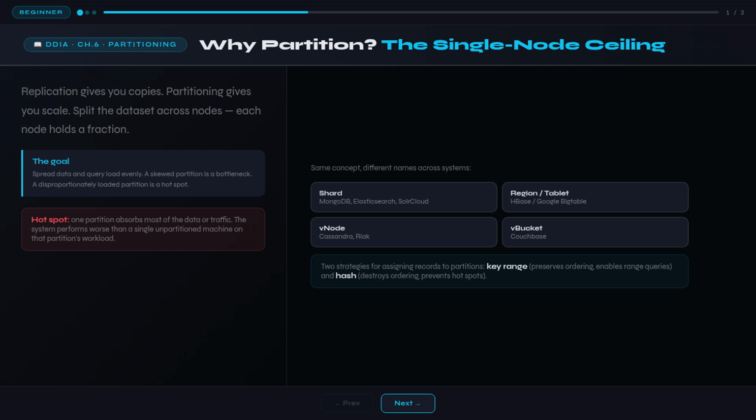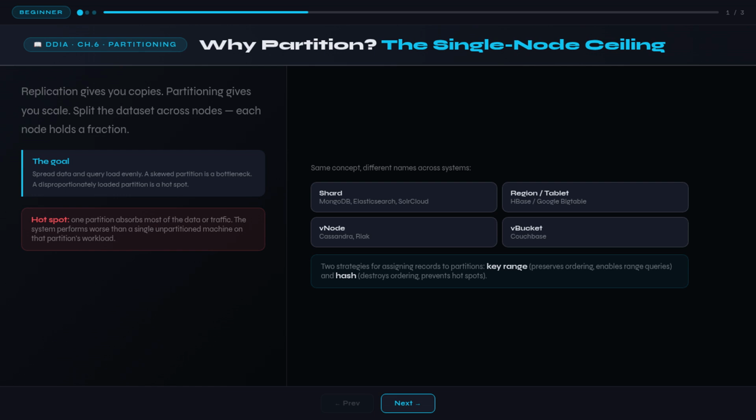Instead of one machine with a 10 terabyte dataset, you have 10 machines each holding 1 terabyte. Instead of one machine handling 100,000 write operations per second, you have 10 machines each handling 10,000. The book uses different system names for this concept to establish that they all mean the same thing: shards in MongoDB and Elasticsearch, regions in HBase, tablets in Google Bigtable, nodes in Cassandra, vbuckets in Couchbase. The terminology varies. The idea is always the same: break the data into pieces and spread the pieces across machines.